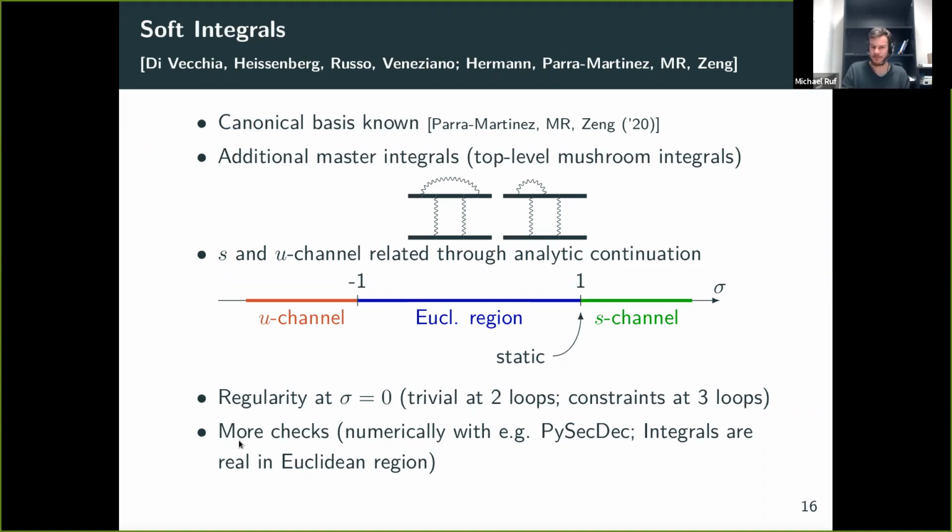Also, we can very simply perform checks. We can, for example, because those are just relativistic integrals, use PySecDec to evaluate them numerically and check that our results are actually correct. And we can check that the integrals are real in the Euclidean region.